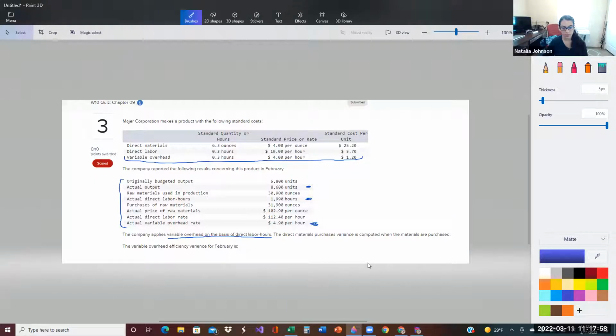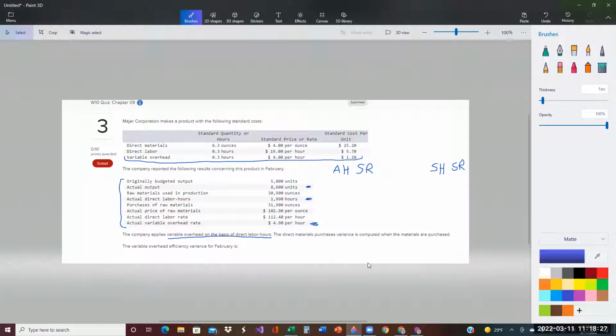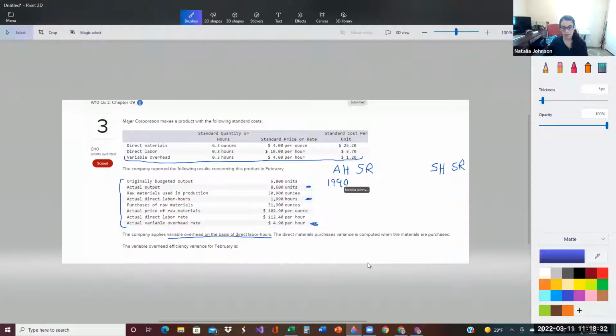Because they're asking for the efficiency variance, that's gonna be column 2 and column 3. So column 2 is actual hours times the standard rate. And then column 3 is standard hours times the standard rate. So the actual hours, do you guys know what it is? 1990. Right. 1990. Standard rate. It would be $4 per hour.